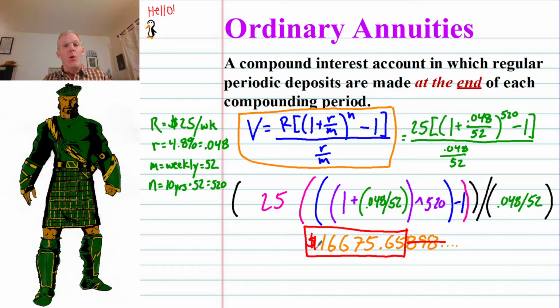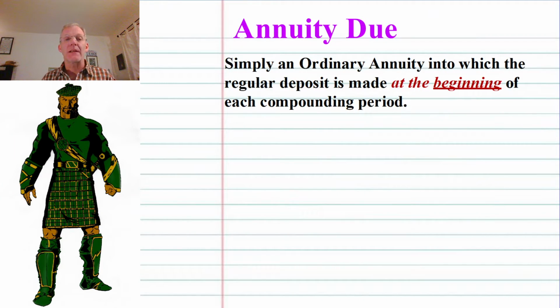Now, the ordinary annuity, the big difference here is right here at the end. So you put the money in at the end of the compounding period, then it gets compounded. Okay, not the whole time before. If we take a look at the annuity due, the annuity due is simply an ordinary annuity into which the regular deposit is made at the beginning of the compounding period. So now as soon as you put it in, it compounds.